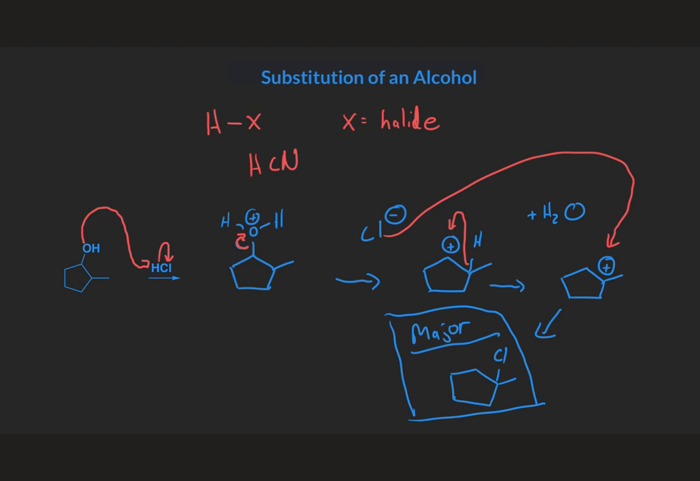Primary alcohols are a little bit different. Instead of going through an SN1 or an E1 type mechanism that we saw with the secondary alcohol, they're going to go through an E2 or SN2 type mechanism that doesn't involve carbocations, because primary carbocations are not stable and aren't going to readily form.